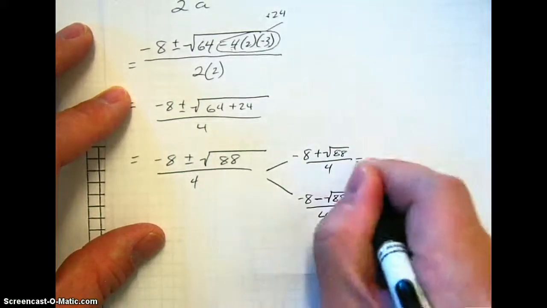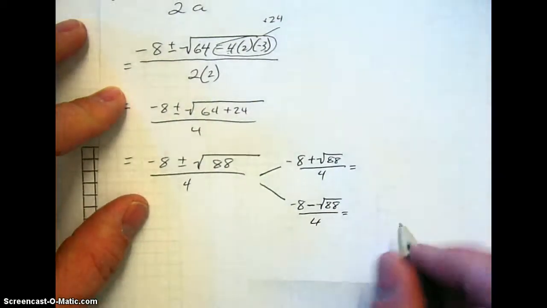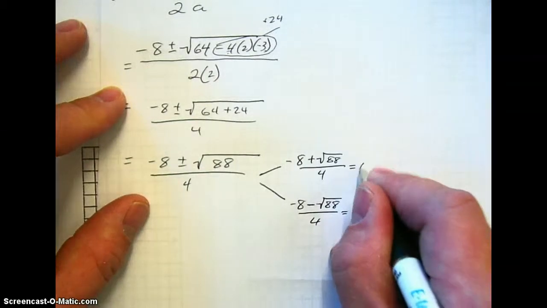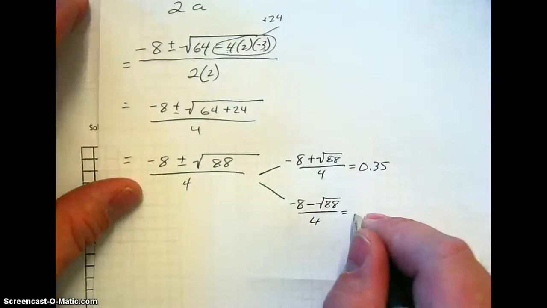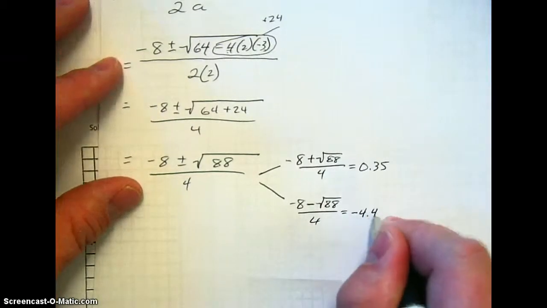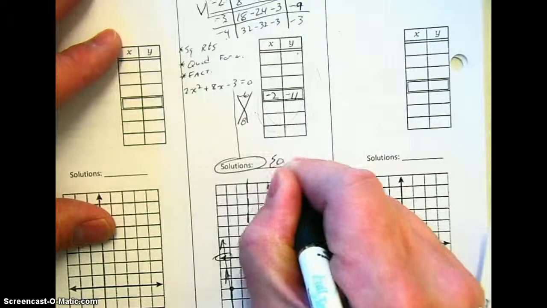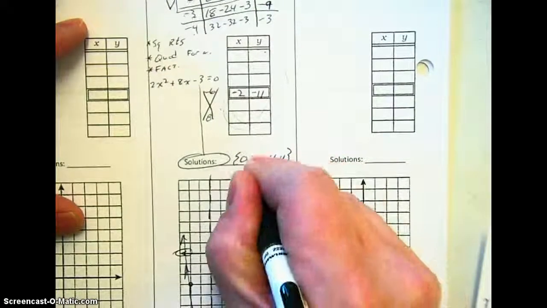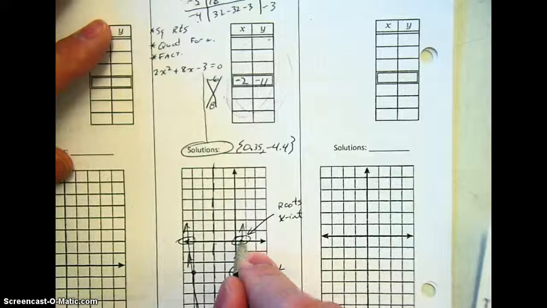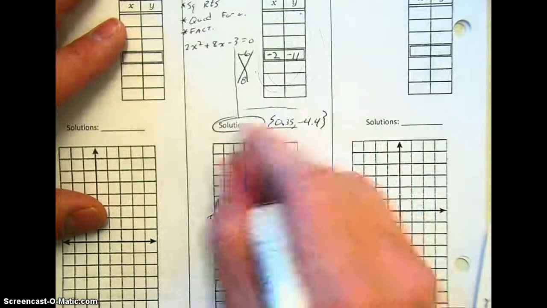So what's that give us for the top? You got that one? 0.35, okay? How about the bottom? Negative 4.4. Anyone second that? Okay, good. So we got 0.35 and negative 4.4. If we look at our graph, that looks like it could be about a 0.35. And this looks like 1, 2, 3, 4.4. Well done.